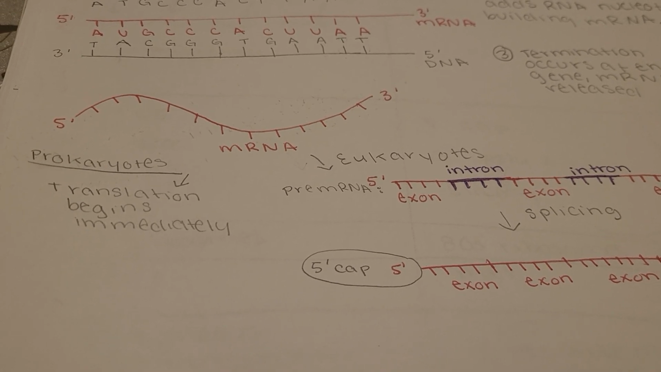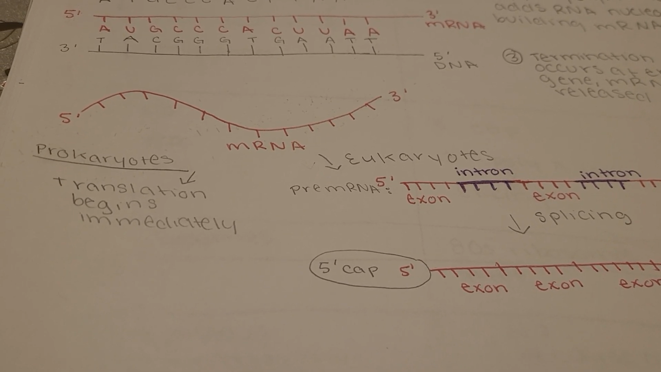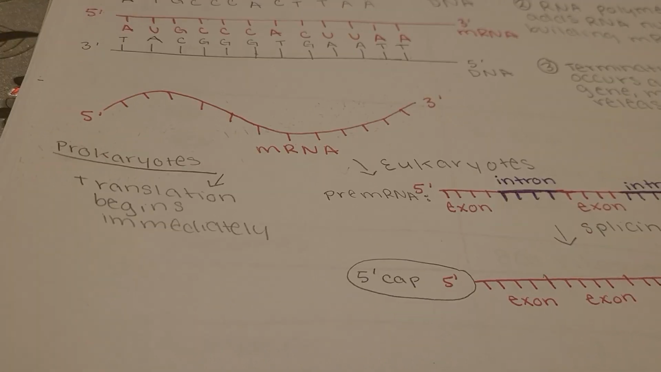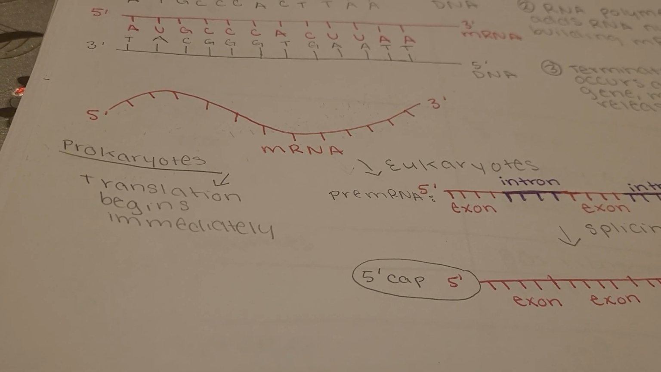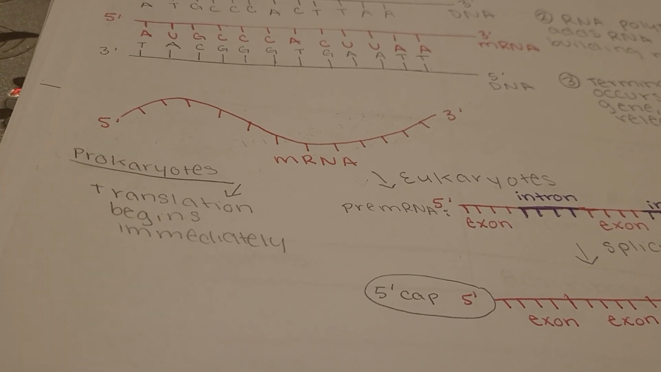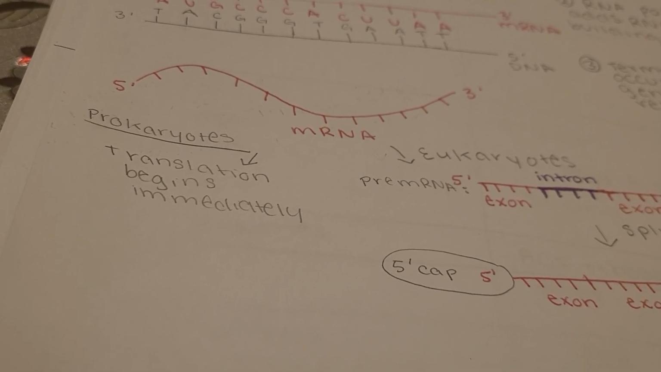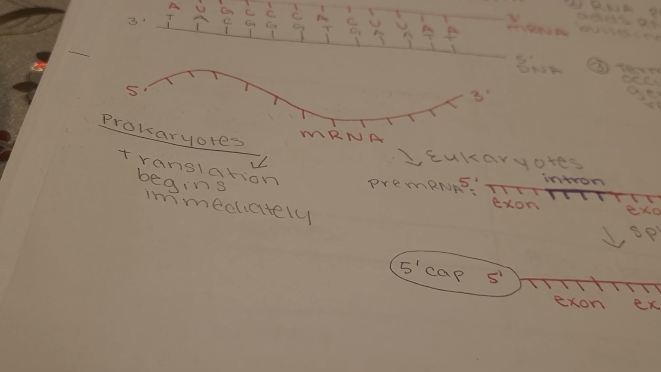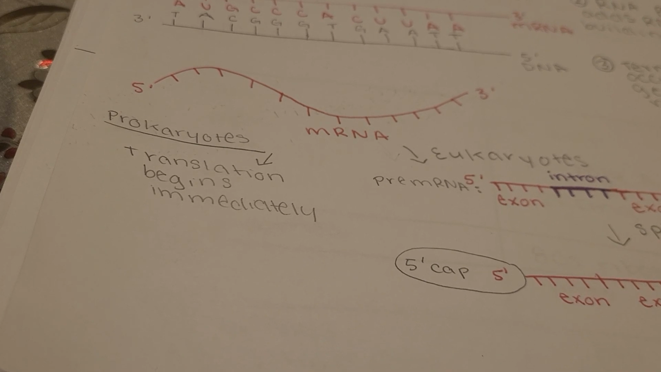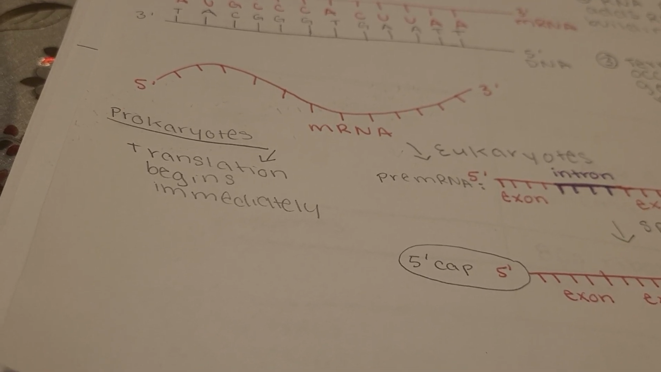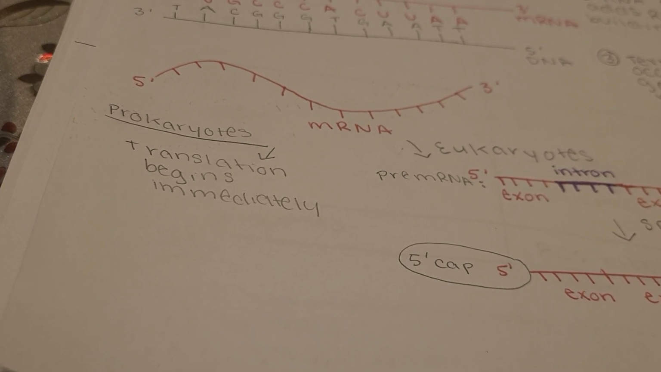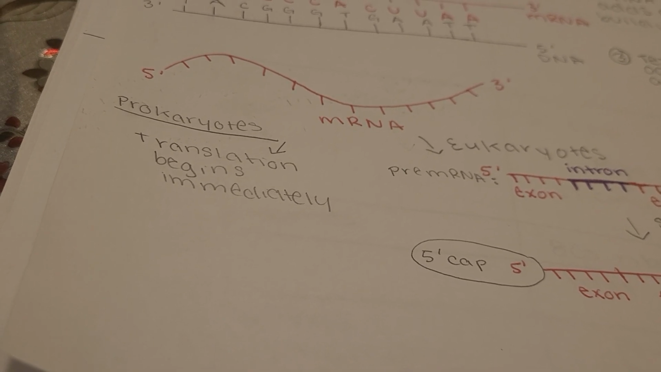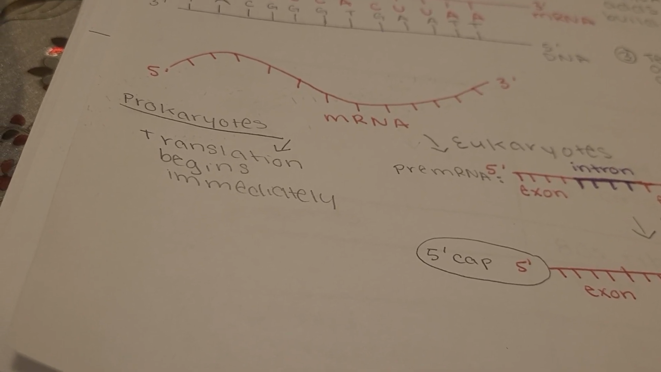So this is where one of the major differences between prokaryotic and eukaryotic species in transcription lies. In prokaryotes, translation begins immediately. mRNA will already start to be translated as transcription is occurring. So ribosomes can jump onto the mRNA as it is coming off of the DNA, and hence begin translation. And this is because there is no nucleus.